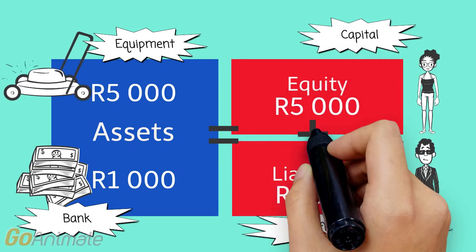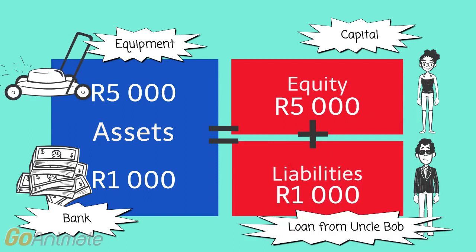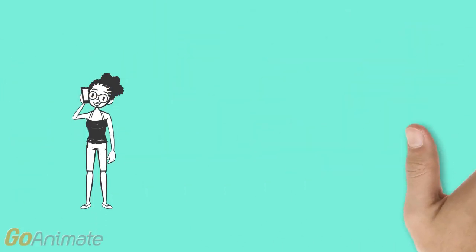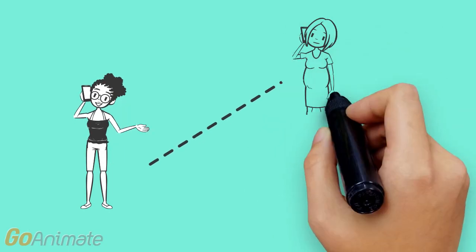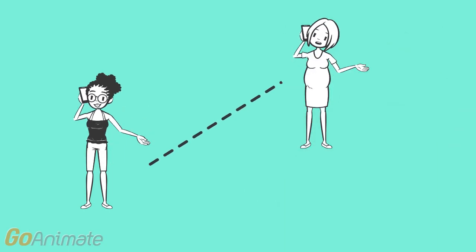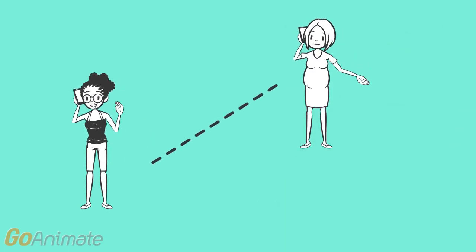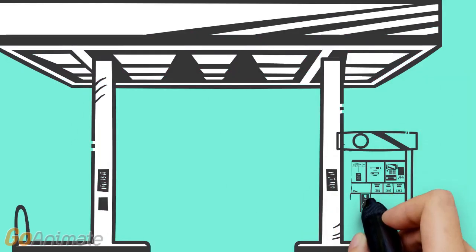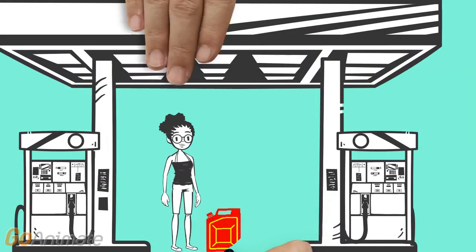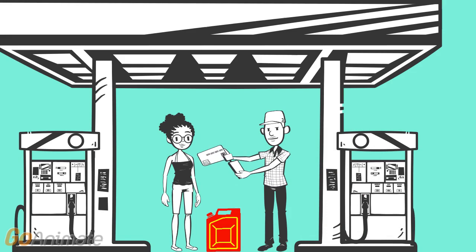So her assets equals equity plus liabilities. The next day Nandi is very excited because she gets a call from one of her uncle's friends to say she should come and mow her lawn. Nandi needs petrol for her lawnmower, so she first goes to the garage and uses the debit card that she was given for her business bank account and buys 50 Rands worth of petrol.